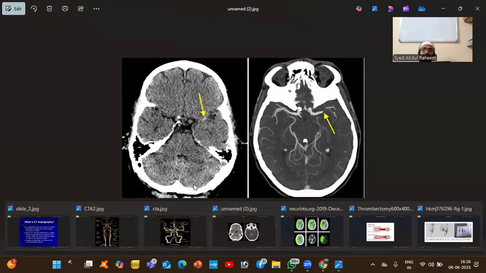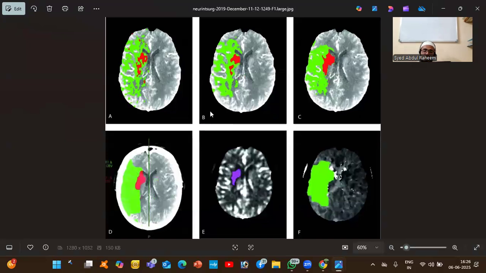So this is CT angiography, very, very important. Next you have CT perfusion. So let's discuss CT perfusion.